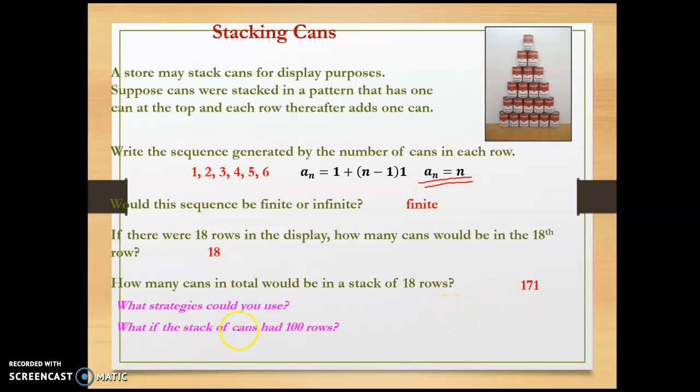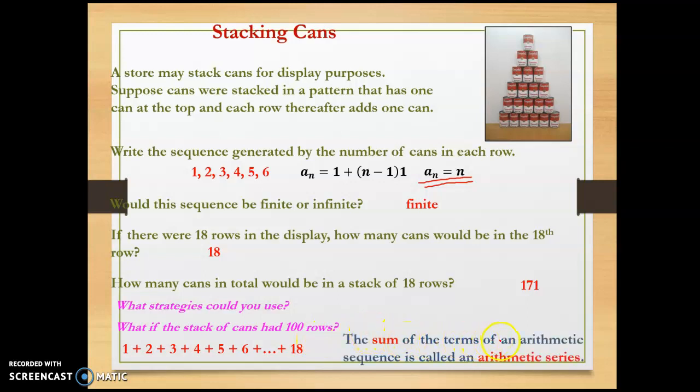What if the stack of cans had 100 rows? If you solve this one manually, it's okay. But what if it's 100 rows? So it's 1 plus 2 plus 3 plus 4 plus 5 plus 6 and so on plus 18. The sum of the terms of an arithmetic sequence is called an arithmetic series. So this is an example of an arithmetic sequence, but the sum of the terms in an arithmetic sequence is what we call an arithmetic series.